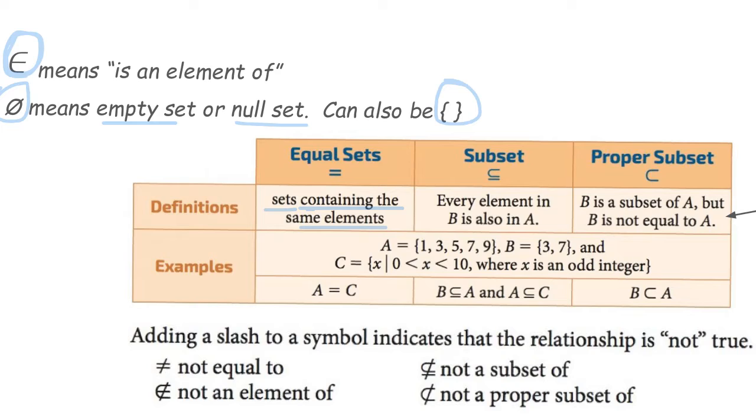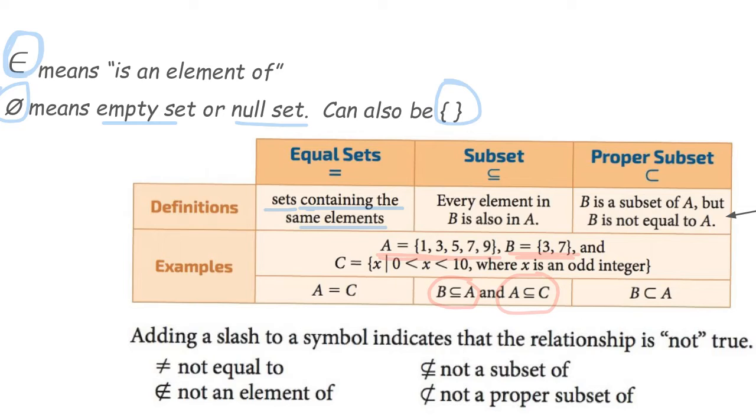Now, subset means that every element in set B is also in set A. So let's look at what subset means. If B is a subset of A, it means that every element in B is within A, which it is, and we write B is a subset of A, and A is a subset of C, because every element within A is also in C.